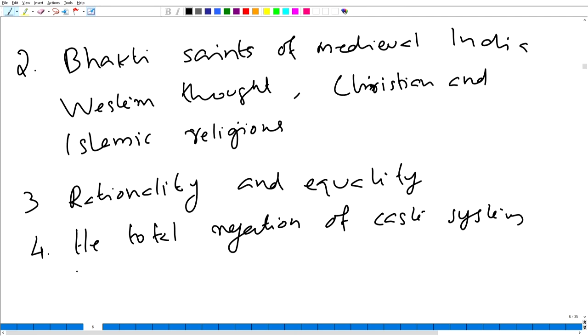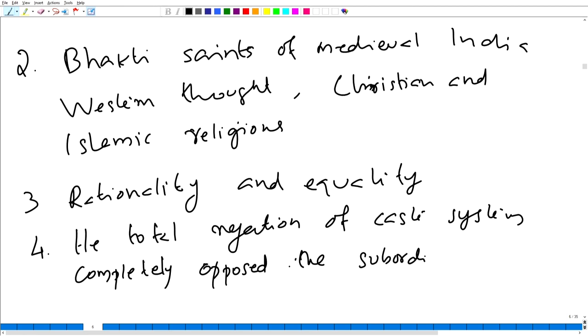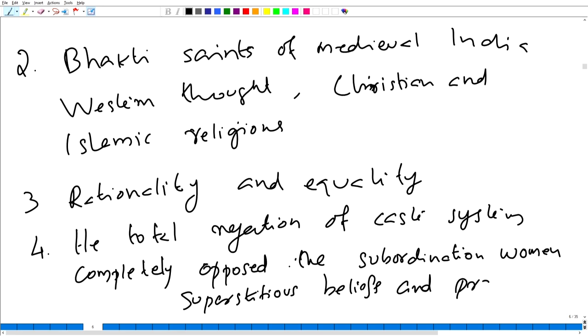He argued that he was completely opposed to the subordination of women, and even superstitious beliefs and practices. After studying the original scriptures, Jyotirao Phule came out to totally reject the caste system. He completely opposed the subordination of women in society, and he also opposed superstitious beliefs and practices in society.